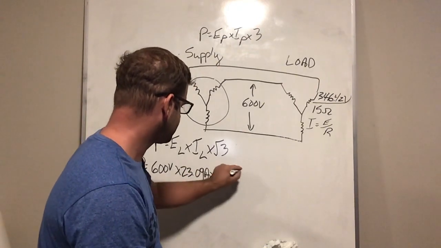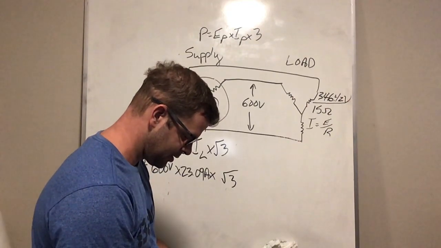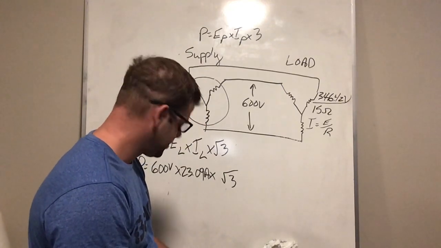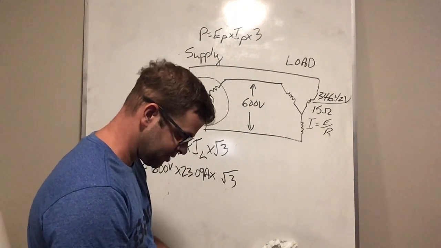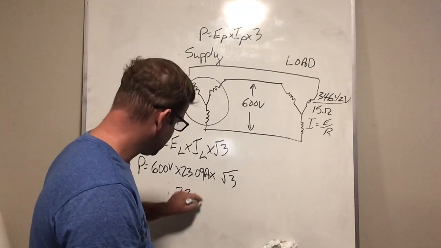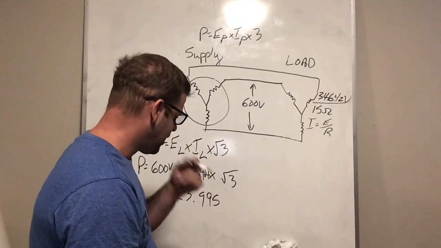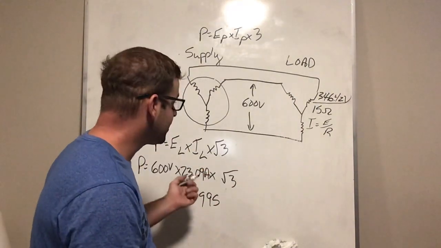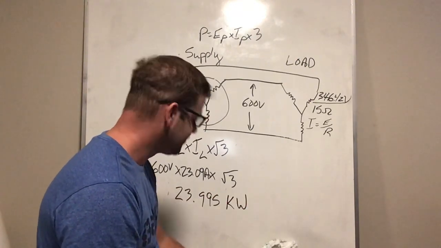our root 3, and if we plug that in to the calculator, we get 600 times 23.09 times 1.732, or root 3, and we get 23.995. All depends on how much you rounded, but a couple decimal places one way or the other isn't going to make a huge difference at the end of the day, and that is kilowatts.